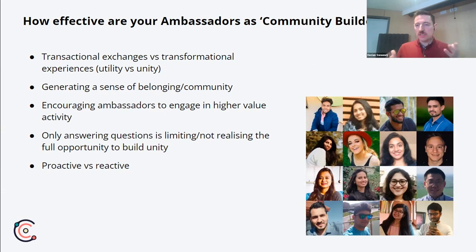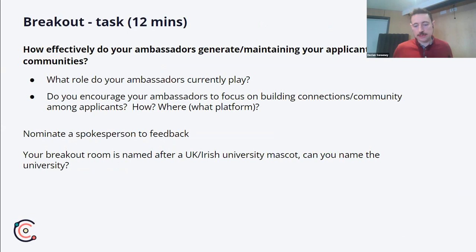So only answering questions sometimes limits the potential value that your ambassadors can provide. There is an opportunity for your ambassadors, with the right tools and the right skill set, to understand how they can support these students, not solely by answering questions, but also as community builders. So moving from utility to unity, moving from transactional exchanges to more transformational experiences, and we'll look at those in a bit more detail. Q&A is more of a reactive scenario, question and answer. Proactivity involves looking at opportunities to bring people together, to find groups and to find ways that students can engage. So with that question in mind, I'm going to pass across to Dan for the breakout task.